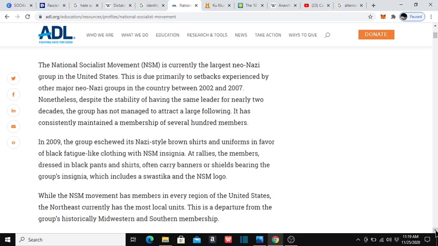So now, the National Socialist Movement is currently the largest neo-Nazi group in the United States. Now, I want to stop for a moment. A lot of people don't realize that these racist white supremacist groups, they are socialists. They're not Republicans. Well, you can have some Republicans that are racist, don't get me wrong. But when you look at these movements like the neo-Nazis, for example, they're socialists.